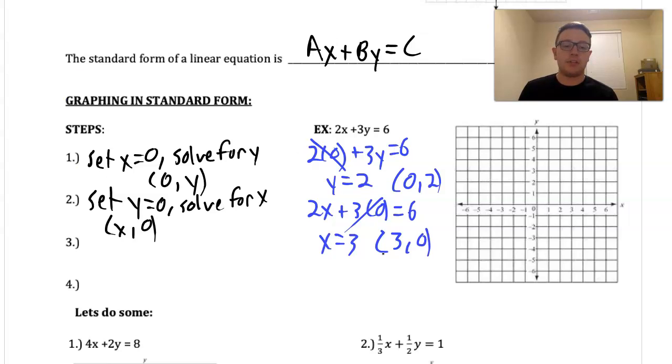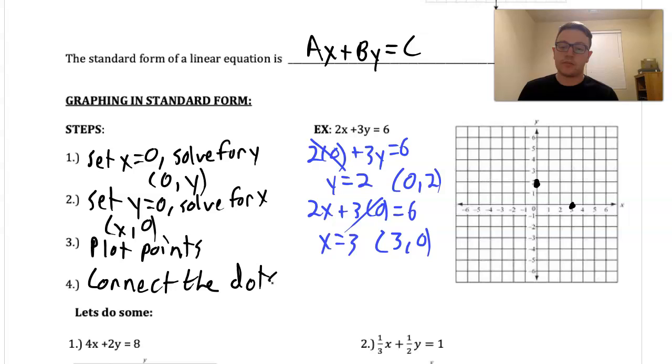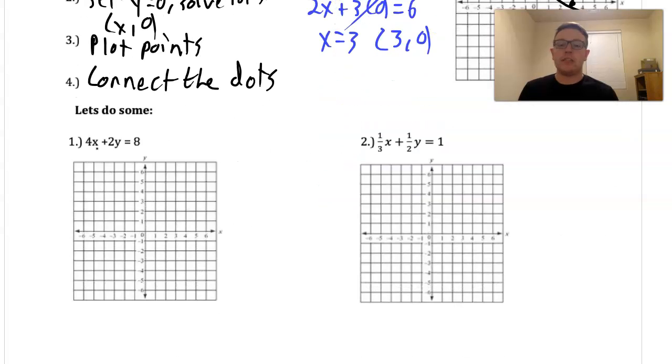Perfect. Now we have 2 points, so what we're going to do is plot those points. So we'll go to (0, 2), and we'll go to (3, 0). All we need to make a line is 2 points, so we're going to connect the dots. And again, you should be using a straight edge or a ruler so that your lines come out better than mine.